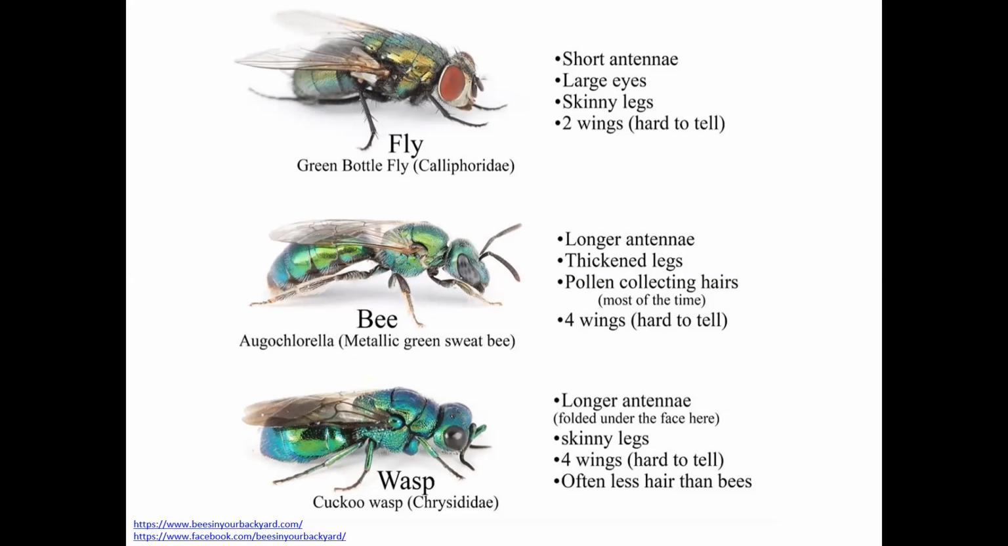Wasps also have long antennae. Again, they're closely related to bees, so they're quite similar, but they have skinny legs because they don't have those special pollen collecting hairs called scopa. And then they have 4 wings. They can be hairy, but they just don't tend to be as hairy as bees, which are using those hairs to pack pollen and carry it back and forth.